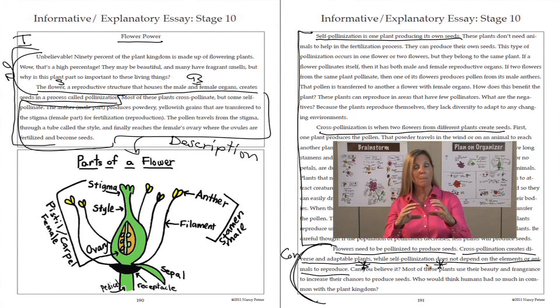The next stage and final stage in informative explanatory writing will be stage 11. That's where we're heading into a deep analysis of information. And we're going to use compare, contrast, and cause and effect as our thinking structures to help students get to that deep analysis. Let's go to stage 11 in order to guide students to those deep levels of thinking.